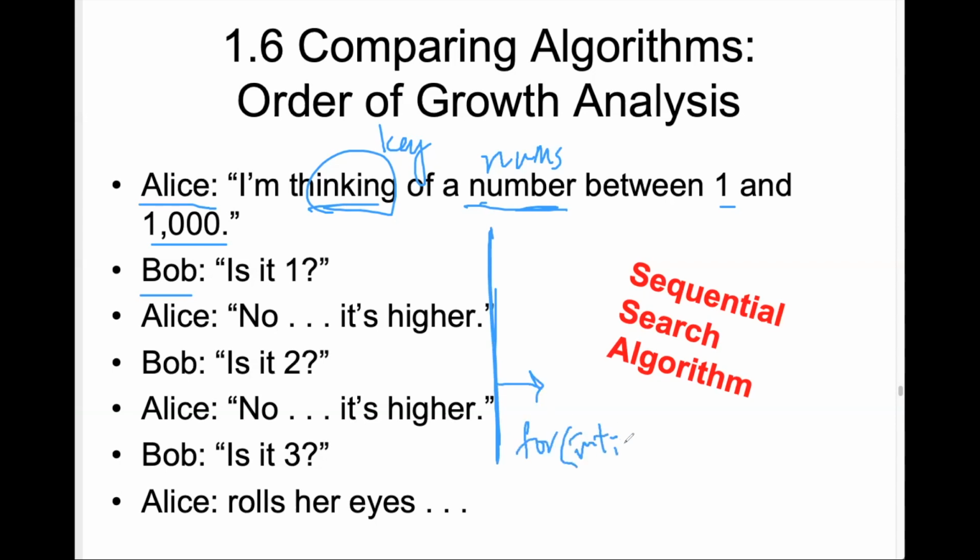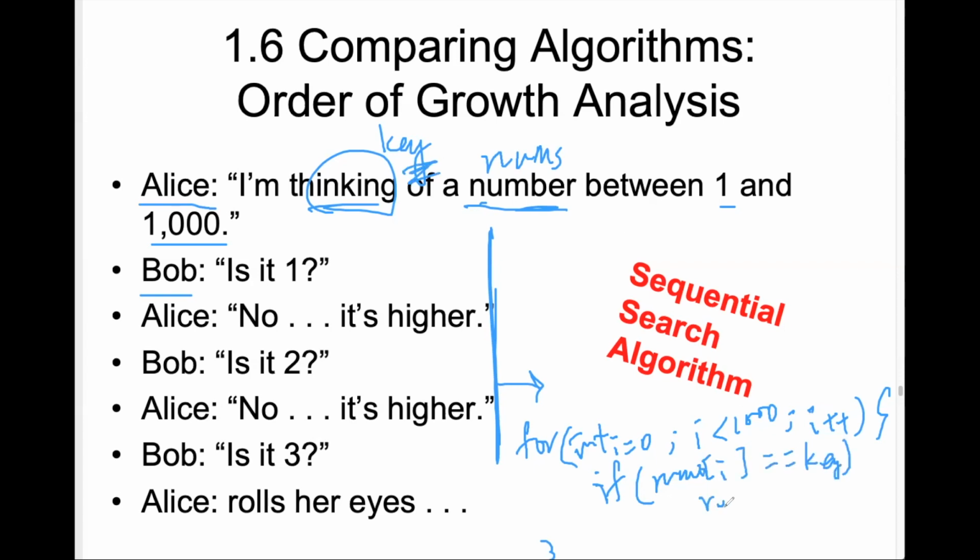In short, you can express this in terms of a for loop. Integer i equals 0. What is i? i less than 1,000, and then you have i plus plus. And then you just write this out. If nums[i] equals the guess, which is the key, return i. So this is the sequential search algorithm, or linear search algorithm. The worst case is 1,000.